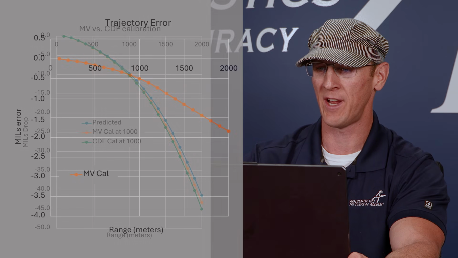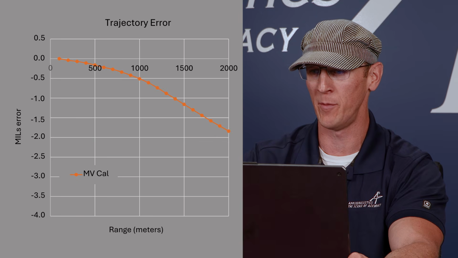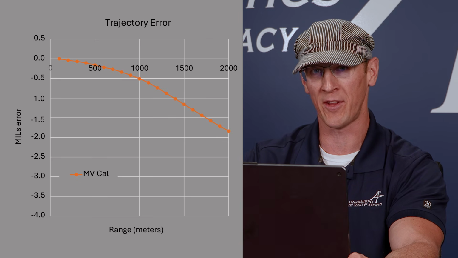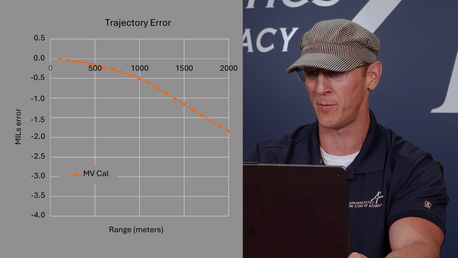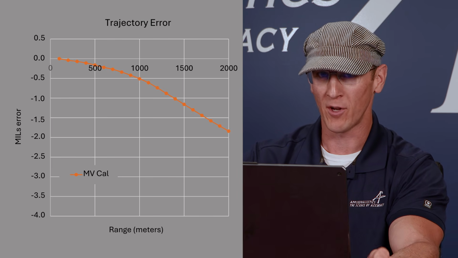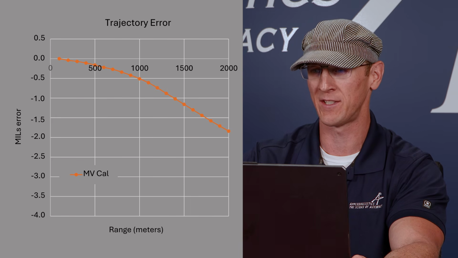So here's at 1,000 meters, we did an MV cal to correct the trajectory by 0.5 mil. That's what we're seeing. This is how much it changes your trajectory beyond 1,000 meters. Out to 2,000 meters, you're looking at 1.8 mils of difference that results from the 0.5 mil that you trued at 1,000 meters. All right, does that make sense?